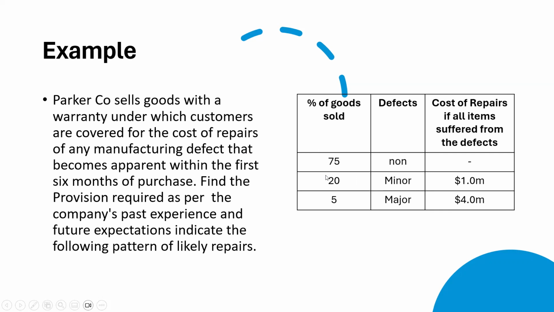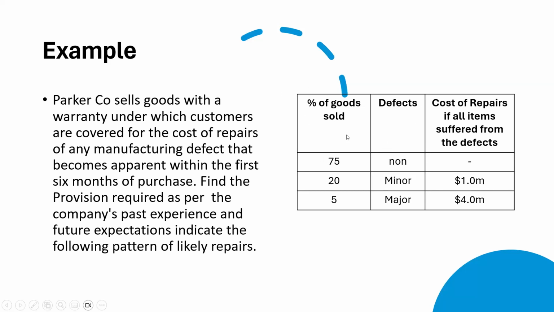For 20% of goods sold, defects are minor, and the cost of repairs, if all items suffered from the defects, is $1 million. For 5% of goods sold, defects are major, and the cost of repairs, if all items suffered from the defects, is $4 million. The question is, how much should the company provide, having had the probabilities?